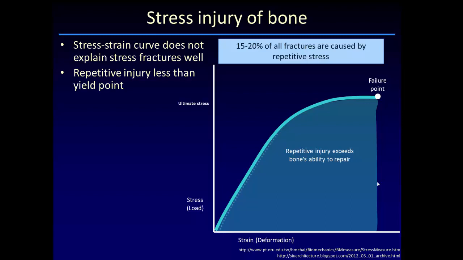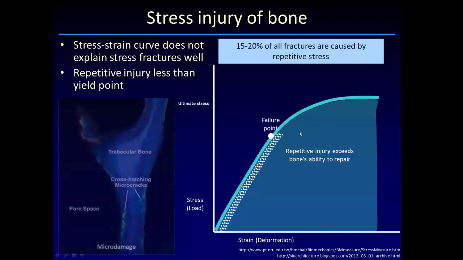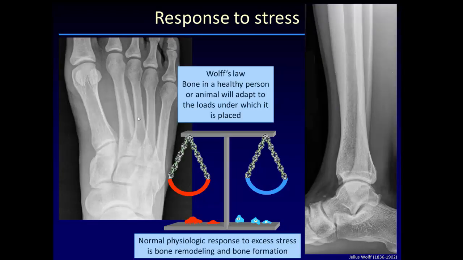Now, we've talked about how repetitive injury results in a failure of bone because this microdamage now moves the failure point down lower. The bone is weakened by all of these little cracks that take place. Now, microdamage happens to your body every single day, and according to Wolff's law, your body will adapt to it if it happens slowly enough. And Wolff's law has never been precisely stated, but the basic concept is that the bone in a healthy living system will adapt to the loads under which it is placed.